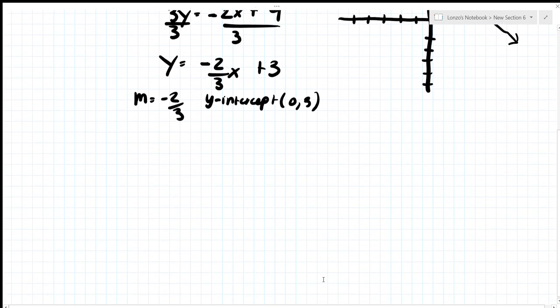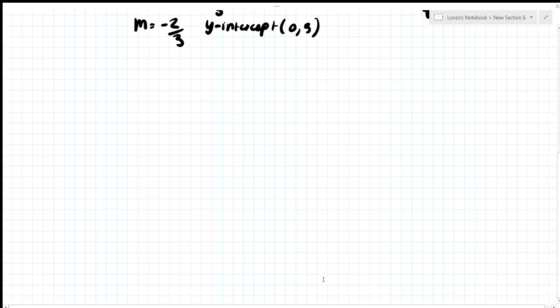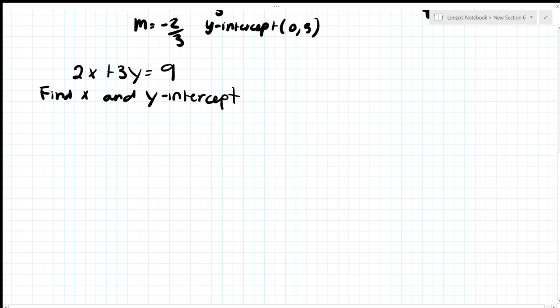So how do I do it the other way? Okay, so let's say you're given, remember, standard form, 2x plus 3y equals 9. Let's find our x-intercept and our y-intercept. So to find the x-intercept, you plug in what for y? 0. So wherever you see y, you plug in 0.